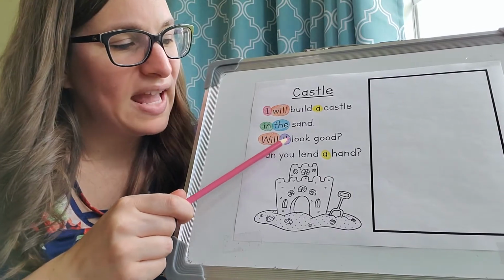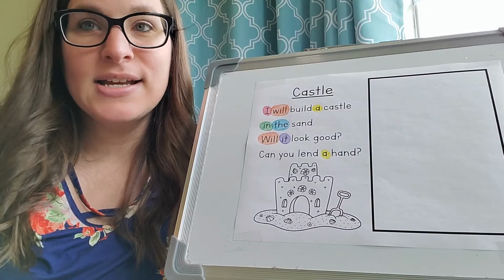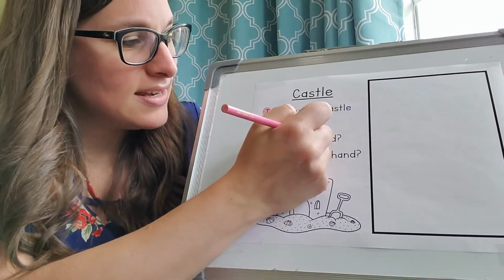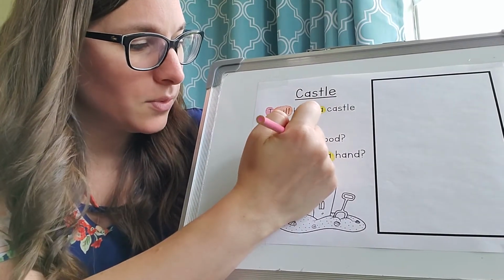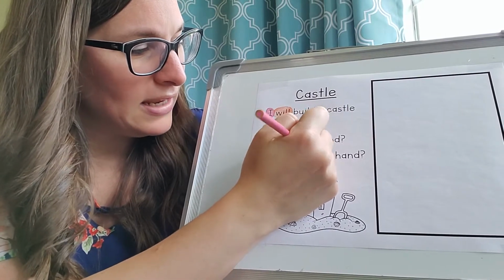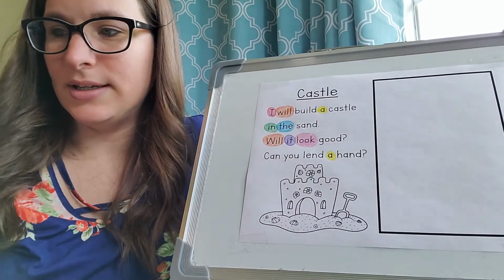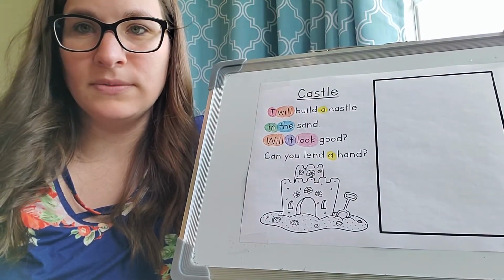What word comes after it in our poem? Look. Look is another kindergarten word. This poem is just full of our words this week. So we're going to color that pink, L-O-O-K. Will it look good? That leads me to my next one.